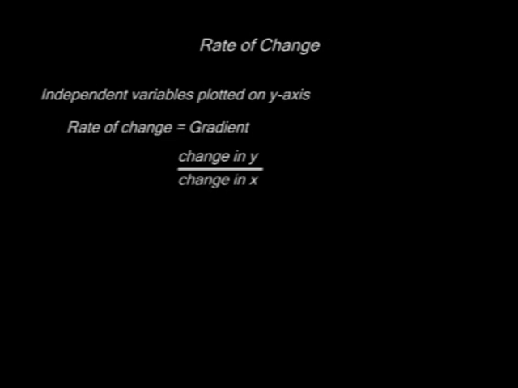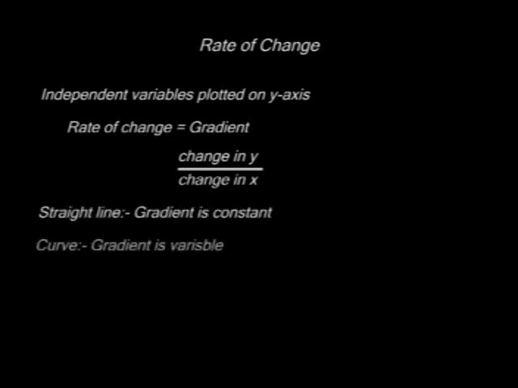The gradient of a straight line is constant, but that of a curve changes continuously. As such, the gradient can only be determined for specific points. This is done by drawing a tangent at that point and finding the gradient of that tangent. For example, consider the curve on your screen.